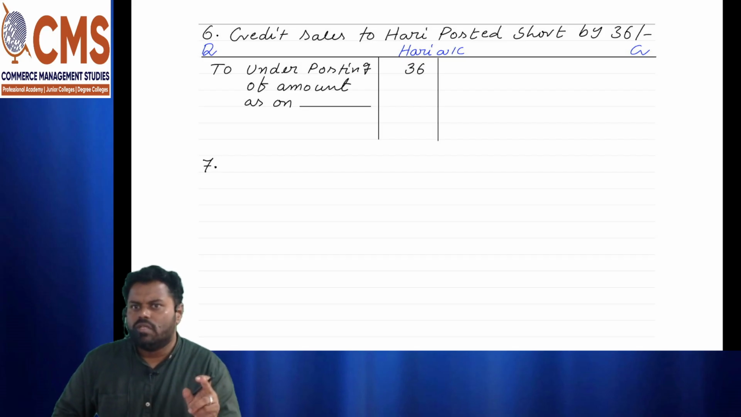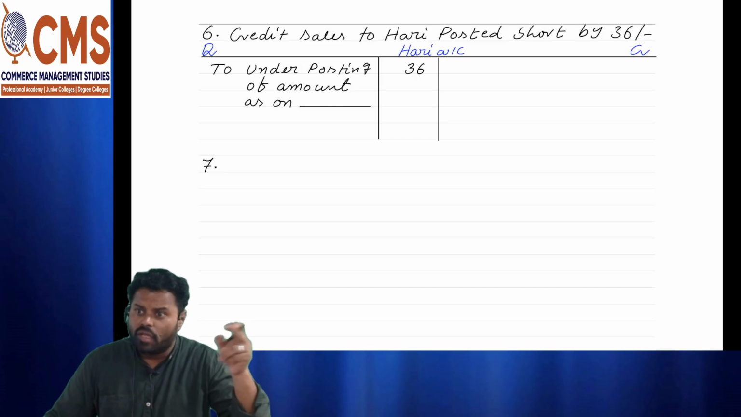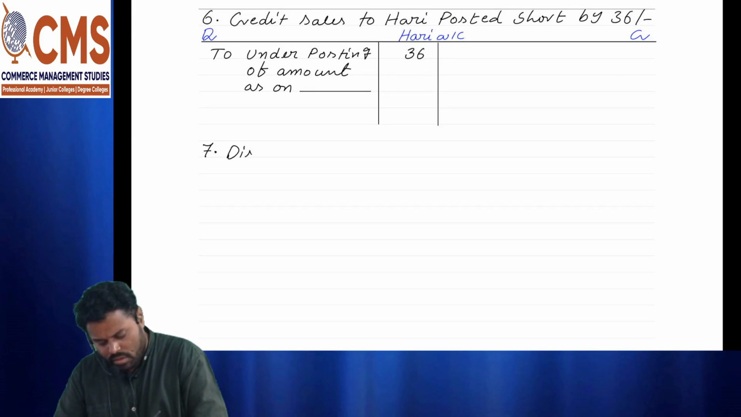Discount allowed to Satish is not recorded in the cash book. That's why we don't have it in the discount allowed account, but it is properly recorded in Satish's account. Correct. So simple.